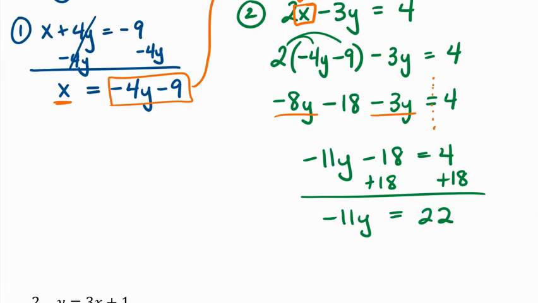Last step to get y by itself, divide both sides by negative 11. So we end up with y equals negative 2.